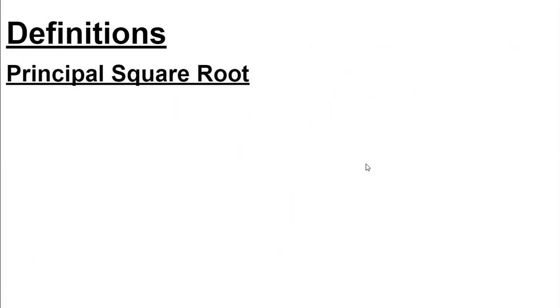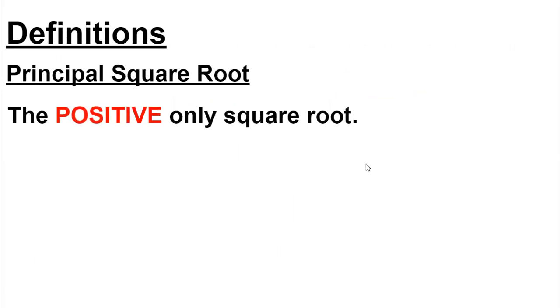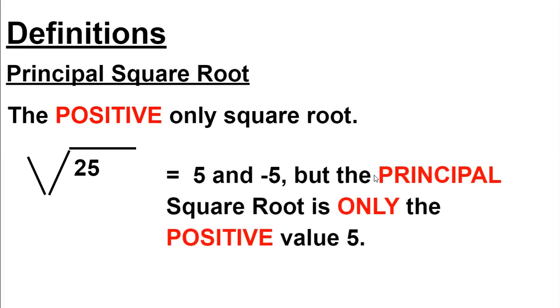So the principal square root is the positive only square root. Remember, we said there's a negative and a positive answer for all square roots. But the principal square root is only the positive answer. So for example, the square root of 25, what is the square root of that? 5 and negative 5, correct. But the principal square root is only the positive value of 5.